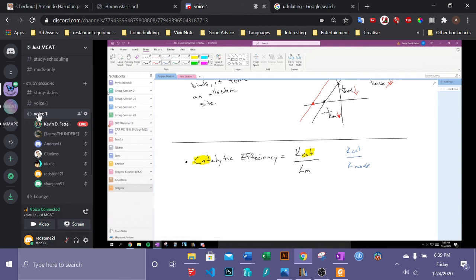The other equation you need to know, and we've already talked about this, is Km. We talked about this earlier. We said that Km is just 1/2 the Vmax, so throw that on a note card as well.